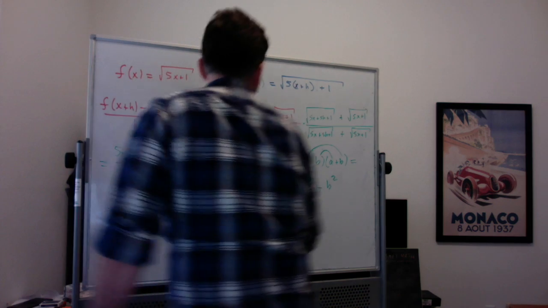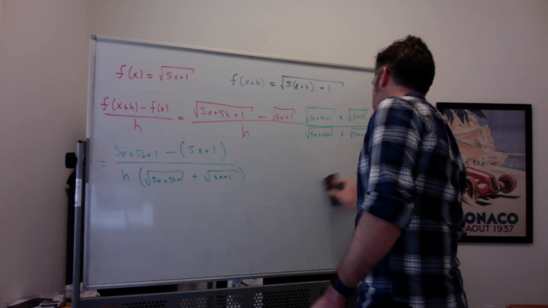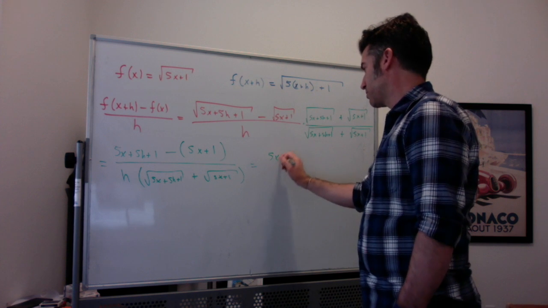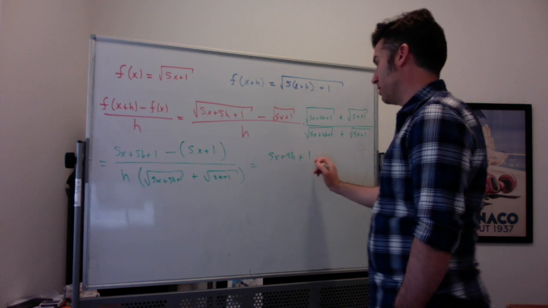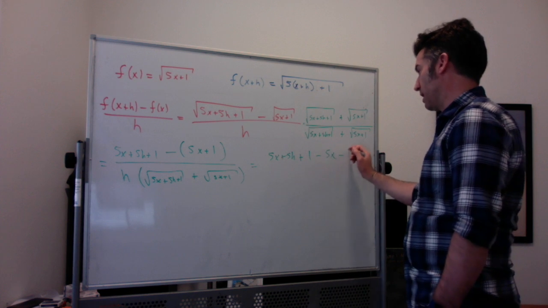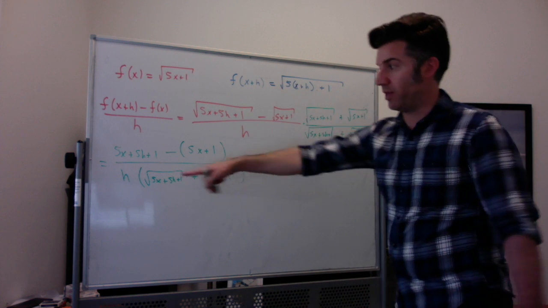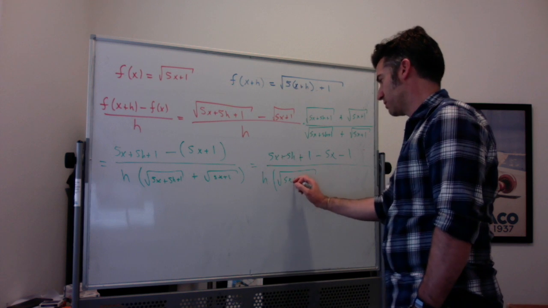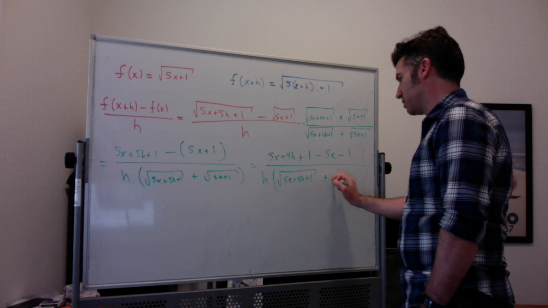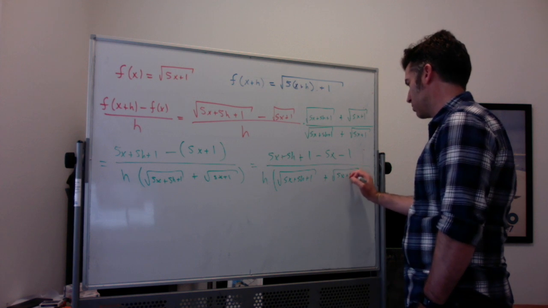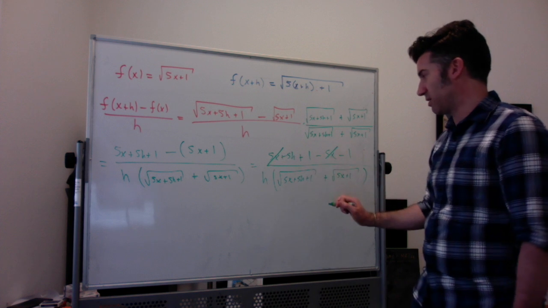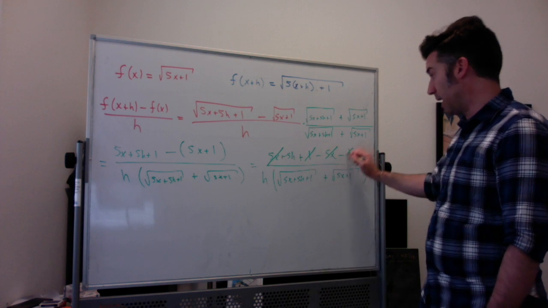So, distributing the minus sign, I end up with 5x plus 5h plus 1 minus 5x minus 1 all over that same denominator, h times the square root of 5x plus 5h plus 1 plus the square root of 5x plus 1. And now we can see on the top that the 5x and the minus 5x cancel out, and the positive 1 and the negative 1 cancel out.